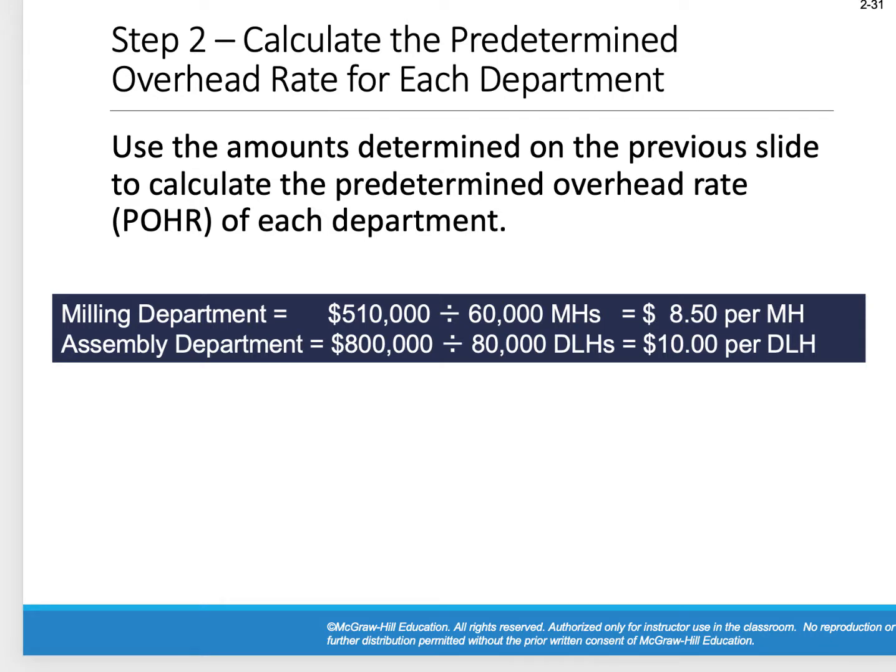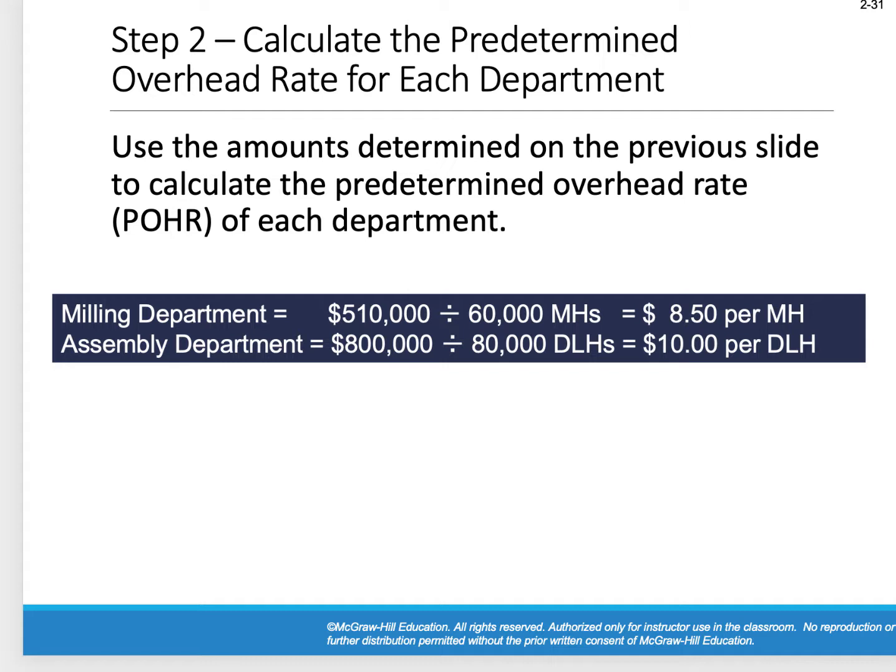So the next thing we need to do is figure out, okay, what is the predetermined overhead rate, right? That's step 2. Calculate that predetermined overhead rate. This time we're doing it for 2 departments. So in order to do that, we already figured out what the total estimated manufacturing overhead costs are for each department, and we know what the estimated driver is for each department.